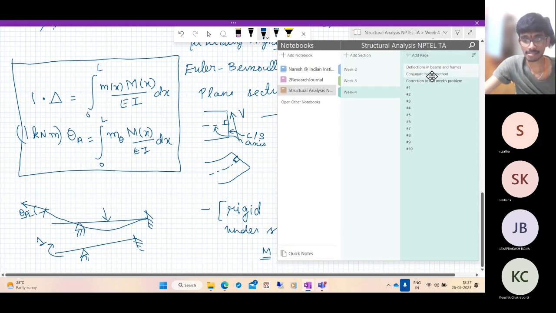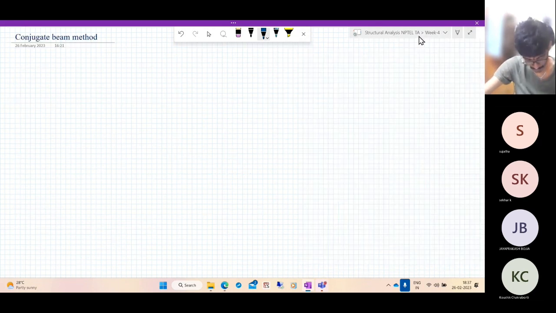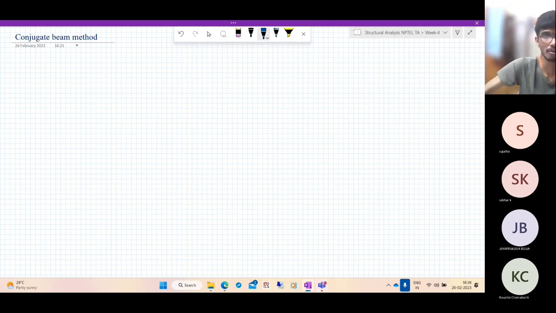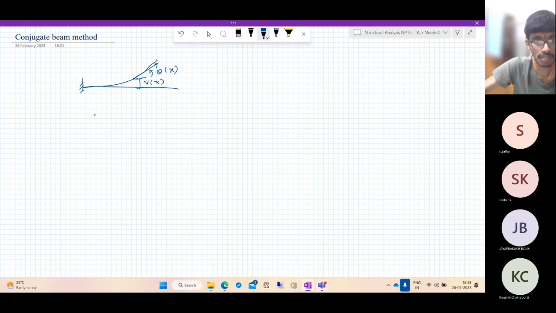Now let's look at the second method, which is the conjugate beam method. Let us see what is the motivation for this method. So there is a static system and a kinematic system. What is the kinematic system? You have a beam, it deflects, and at any point you can have the deflection v of x, small v of x, and the rotation theta of x. Now, how are these two related?